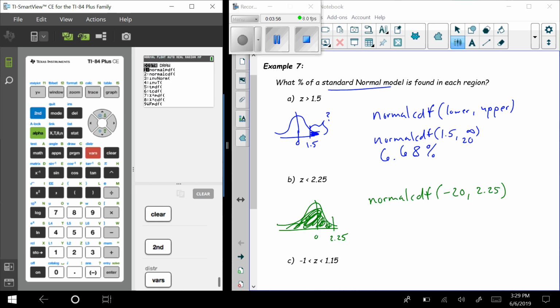Try that again. Hit our 2 button, right? Put our lower bound. It's a negative 20 to 2.25. Have it paste it, hit enter, get it.